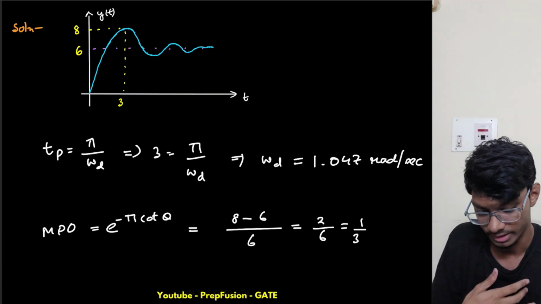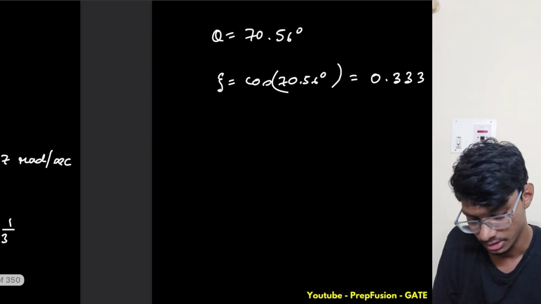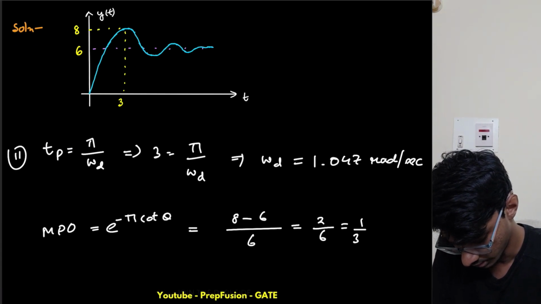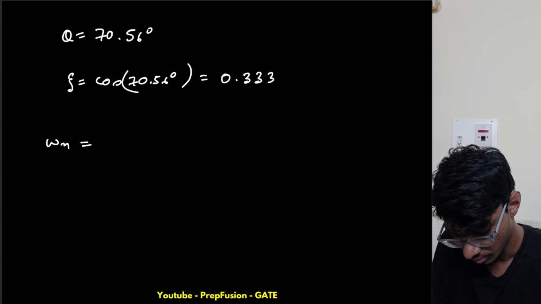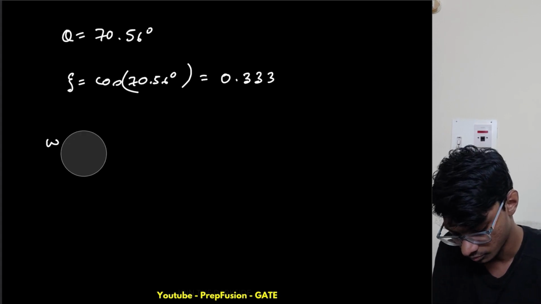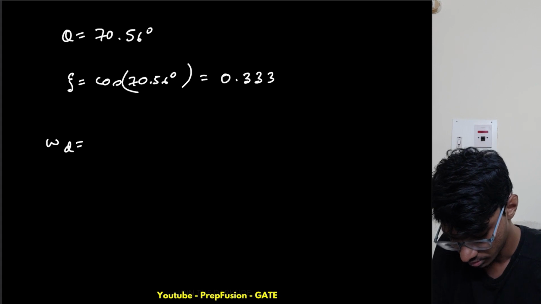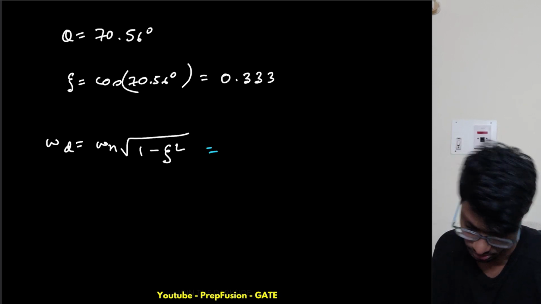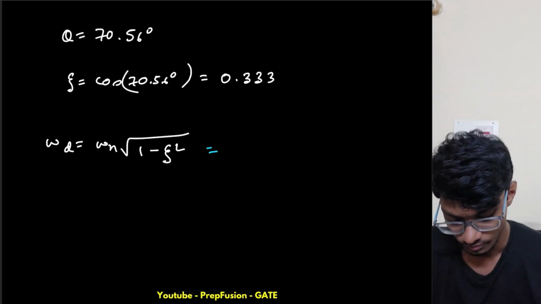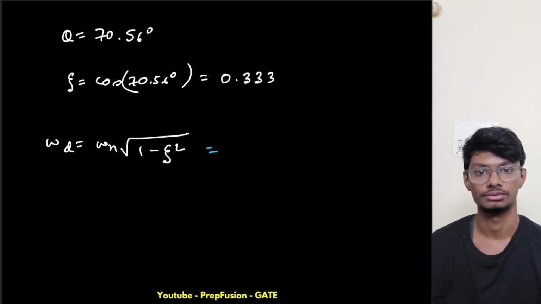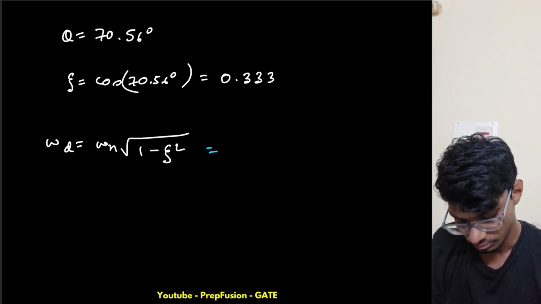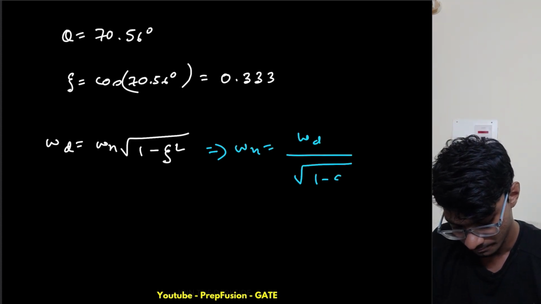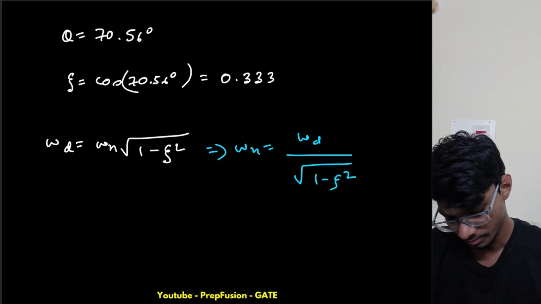So I found the zeta, I found my omega d. What I can do is find my omega n also from here. This is the 11th one I am doing. So what will be my omega n? One formula that I know: omega d equals omega n times the square root of 1 minus zeta square. Sorry if my face wasn't visible. So now omega n will equal omega d divided by the square root of 1 minus zeta square.